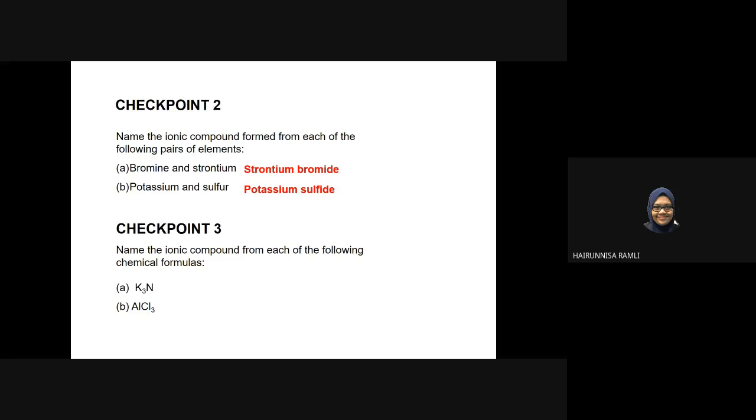Okay. Checkpoint 3, name the ionic compound for the chemical formula. A, K3N. Potassium nitride. Yes, potassium nitride. And IDE, eh? Okay. Ya, name ni, kalau you salah huruf, satu huruf pun, you salah. Sebab kita, contoh nitrite ni. Kalau you tukar N-I-T-R-I-T-E, nitrite, dia dah jadi lain ni. Dia punya kat sini dia ada oksigen. So, salah. So, make sure you jangan salah je nama lah.